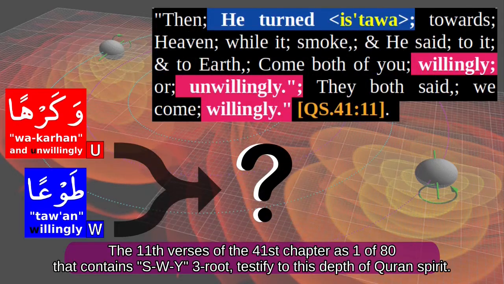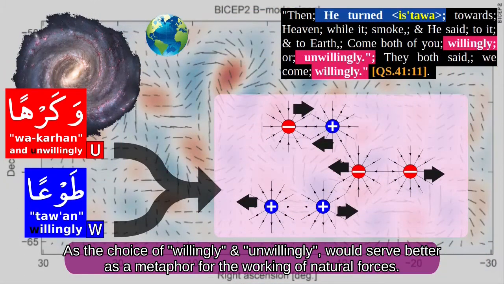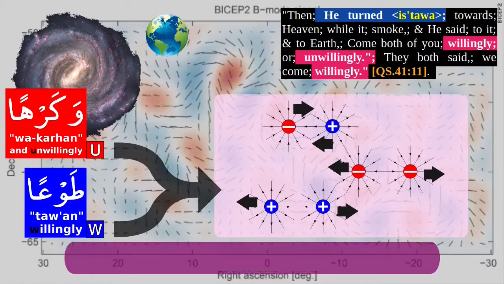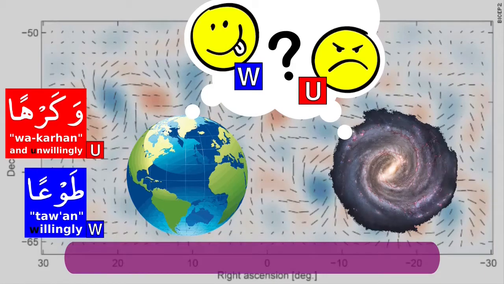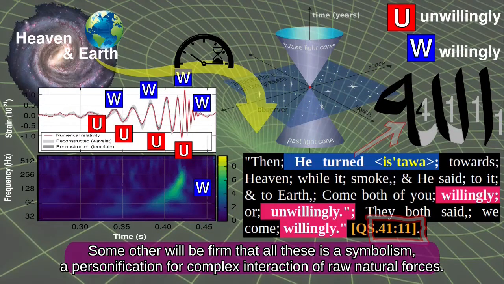The 11th verse of the 41st chapter, as one of the 80 that contain the SWY3 root, testifies to this depth of Quran spirit, as the choice of willingly and unwillingly would serve better as a metaphor for the working of natural forces. While some may insist that heaven and earth may truly have their own unified free will or opinion, some others will be firm that all this is a symbolism, a personification for complex interaction of raw natural forces.